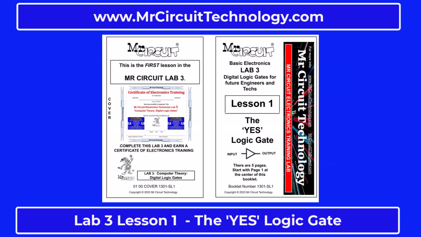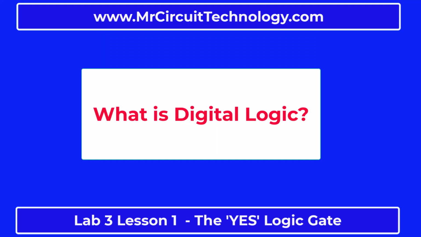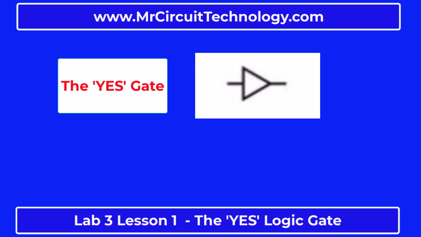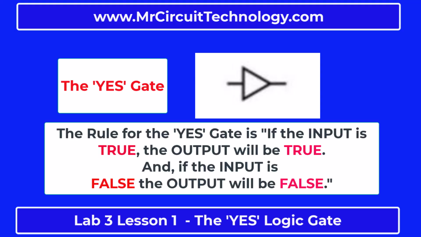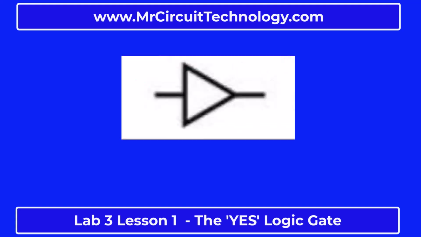The yes digital logic gate. What is digital logic? Let's look at some examples. First, the yes gate. The rule for a yes gate is if the input is true, the output will be true. And if the input is false, the output will be false. Here is the symbol for a yes digital logic gate. The symbol looks like an arrow with a line on both sides. The line on the left represents the input. The line on the right represents the output. A yes gate only has 1 input and 1 output.